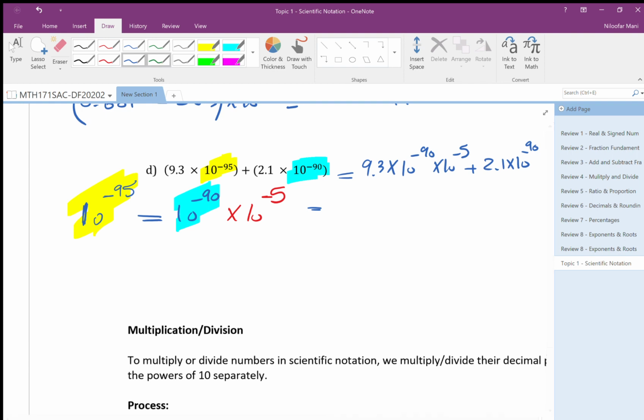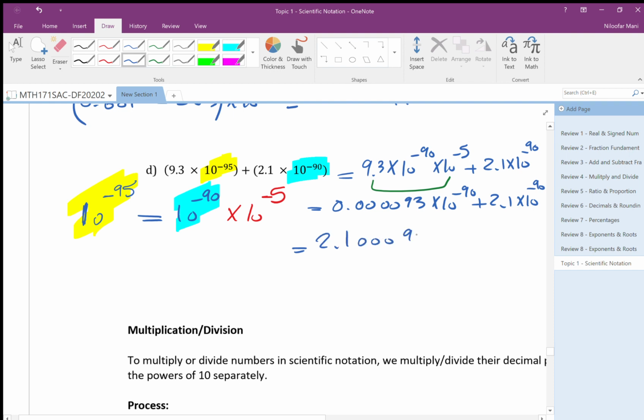So now I combine these two. Which is 0.000093 times 10 power minus 90 plus 2.1 multiplied by that equals, and the answer is 2.100093 times this, and the answer is already in scientific notation.